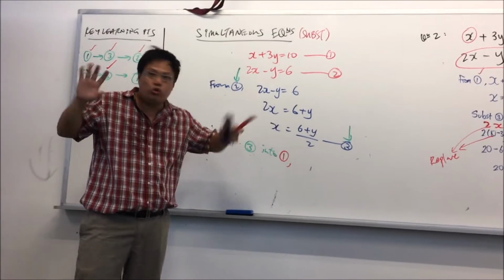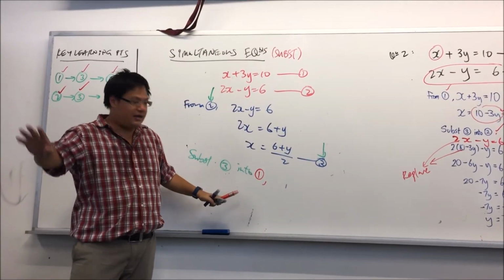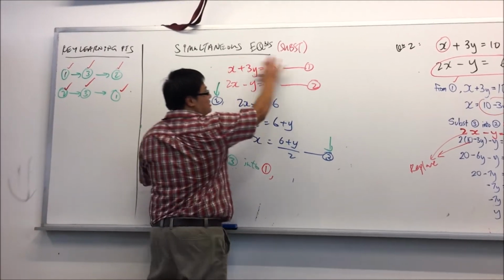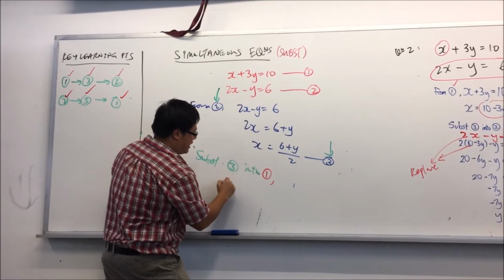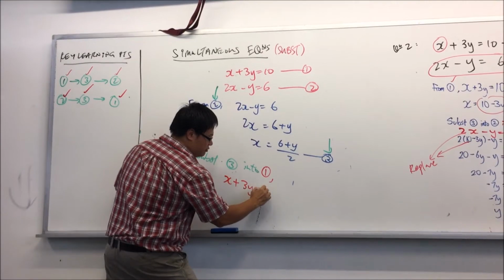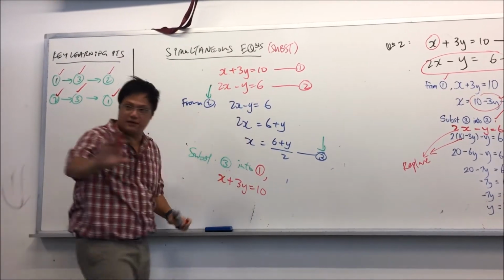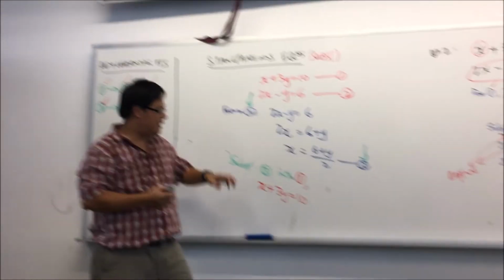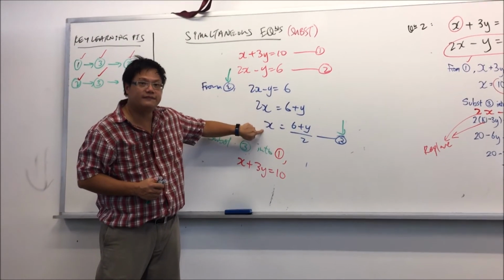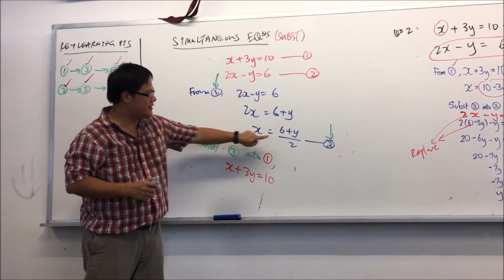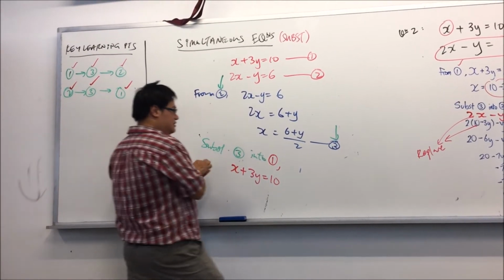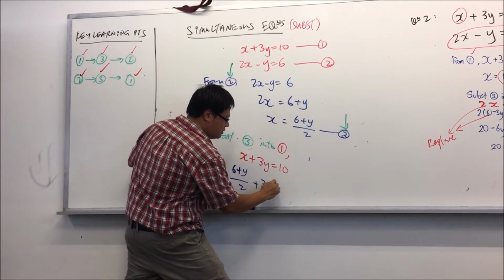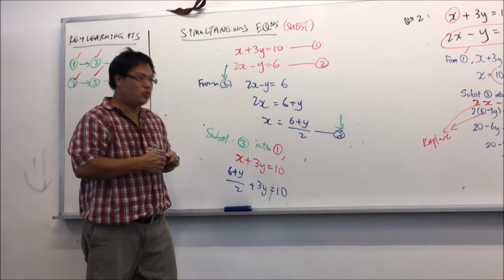Okay, for those students who don't know, what you do is, watch here. You see equation 1, right? You just copy paste equation 1. Photostat the whole thing. x plus 3y equals 10. Now you realize, instead of writing x, you replace x with what? 6 plus y over 2, plus 3y equals 10. Understand? So we can solve this one.